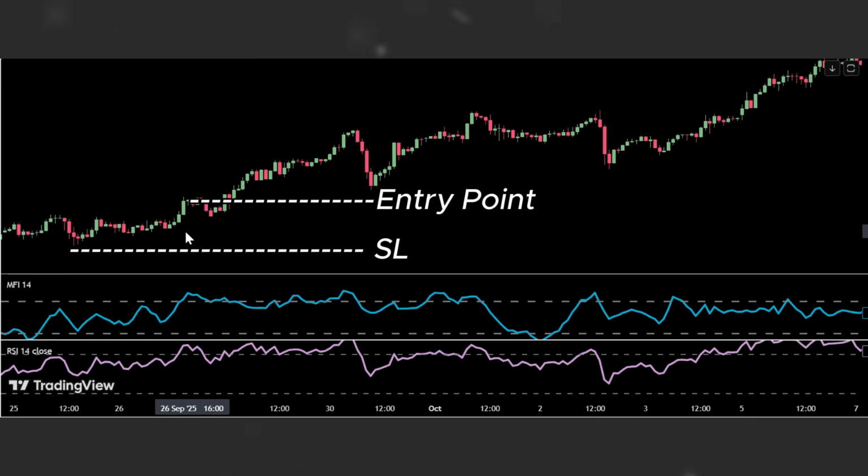For stop loss, we place it just below the recent swing low. This helps protect us if the price moves against us. For a take profit, we can use a 1:2 risk to reward ratio. Look here, the price moves up and reaches our target perfectly. This example shows how the combination of RSI and MFI and candle confirmation works in a real trade.